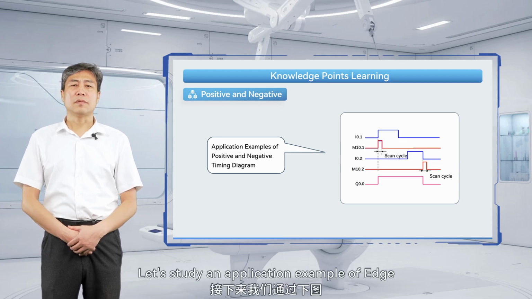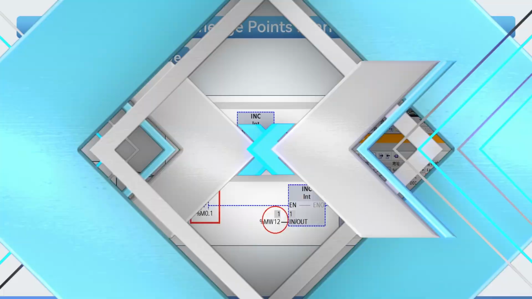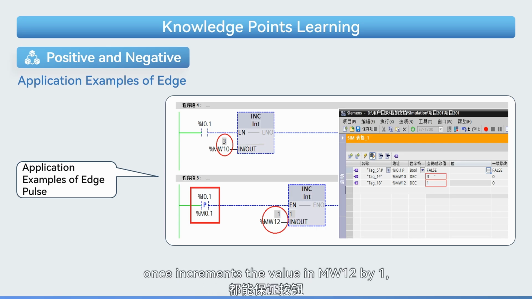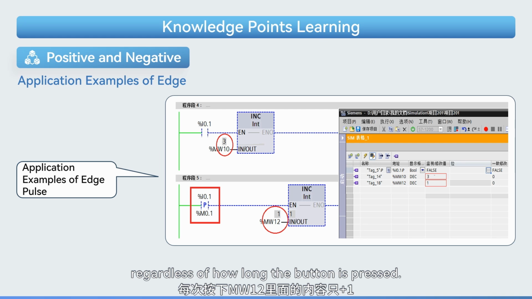Let's study an application example of edge in the diagram below. To achieve an addition operation where pressing a button once increments the value in MW10 by 1, connect the button to I0.1. Without a P instruction after the I0.1 contact in the program, pressing the button will increment the value in MW10 by 1 in each scan cycle. If the button is pressed for 3 scan cycles, MW10 will increase by 3. Using the P instruction, as shown in the second network, ensures that pressing the button once increments the value in MW12 by 1, regardless of how long the button is pressed.